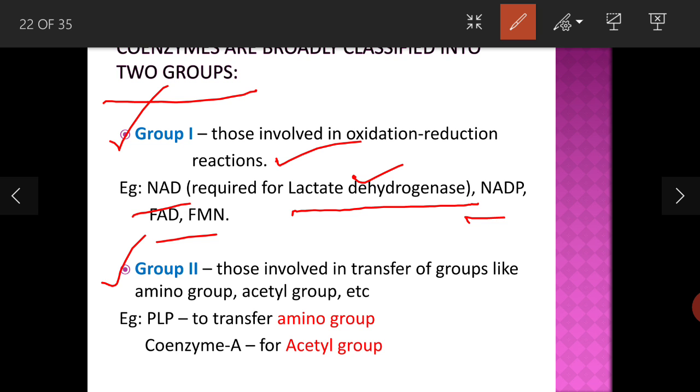Coming to group 2, those are involved in the transfer of groups other than hydrogen ions. Here they are not transferring any electrons or hydrogen ions. They transfer other groups, like the amino group, acetyl group, methyl group, etc. Here I have PLP, pyridoxal phosphate, which is the vitamin B6 coenzyme form, usually required for transfer of the amino group. And coenzyme A is the vitamin B5 coenzyme form, which is required for the acetyl group. So this is about the coenzymes.